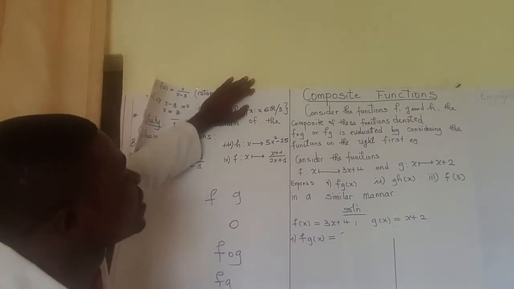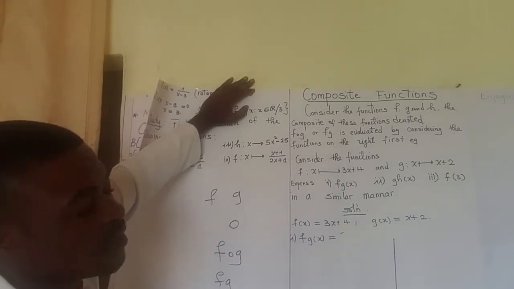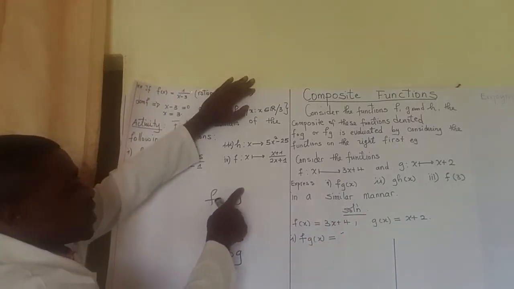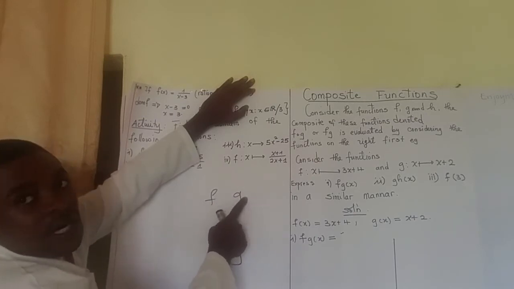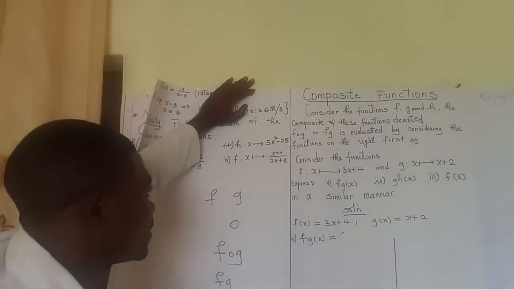So I said denoted f composed with g, or f of g, is evaluated by considering the functions on the right first. So you always start, there are 2 functions. If I have to find f of g, you start with the one that's on the right, g, and then you move to the left.